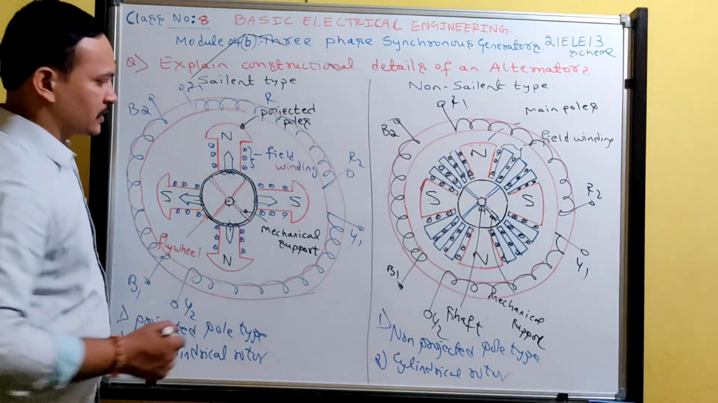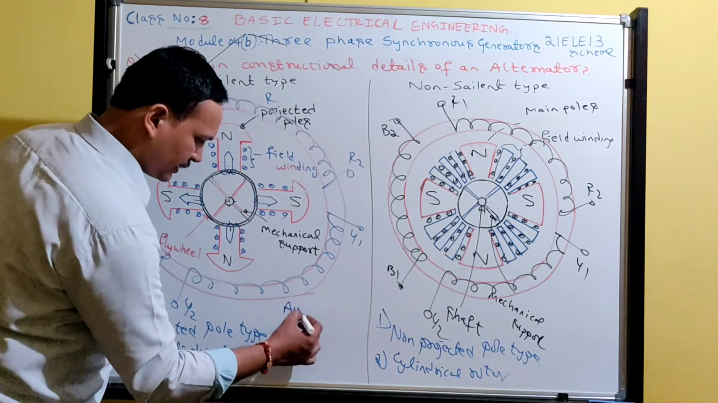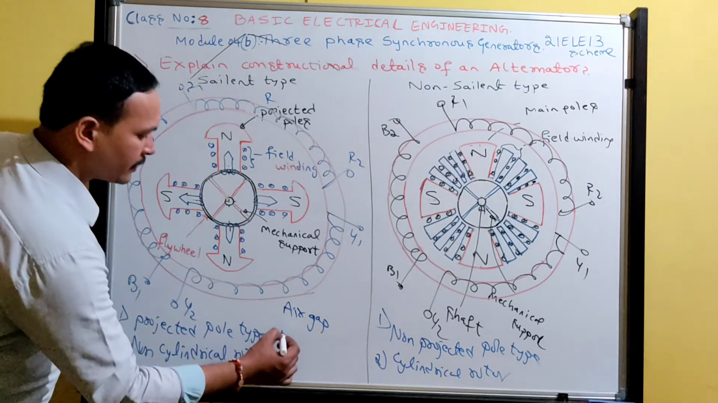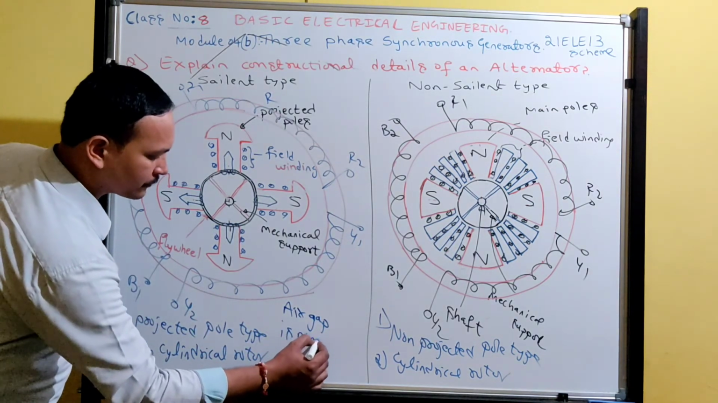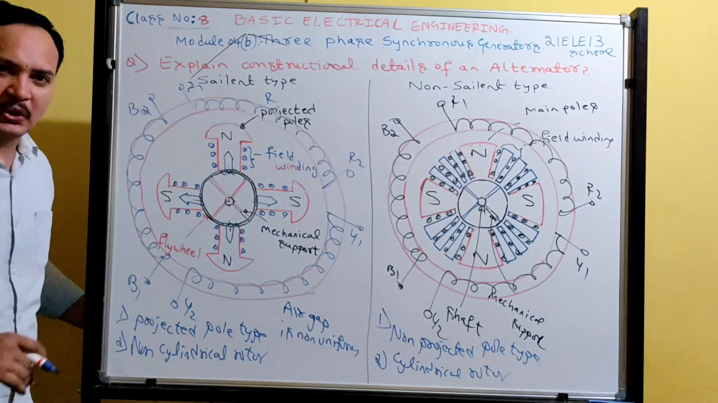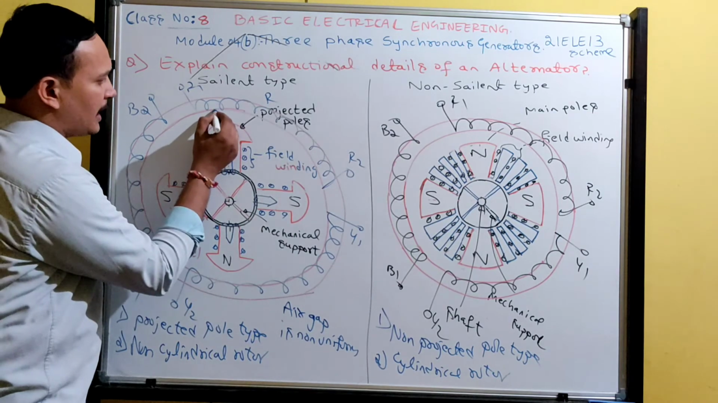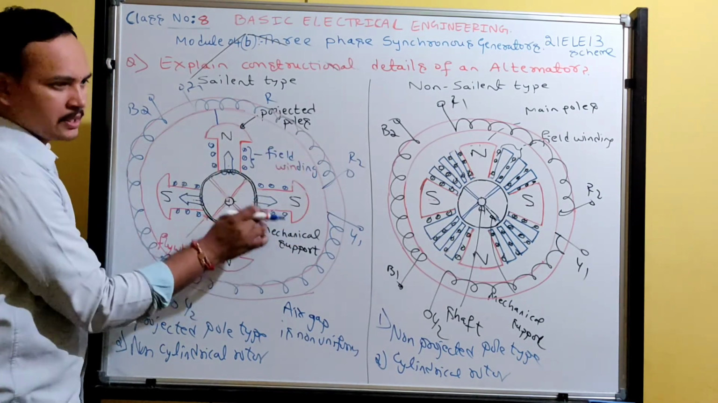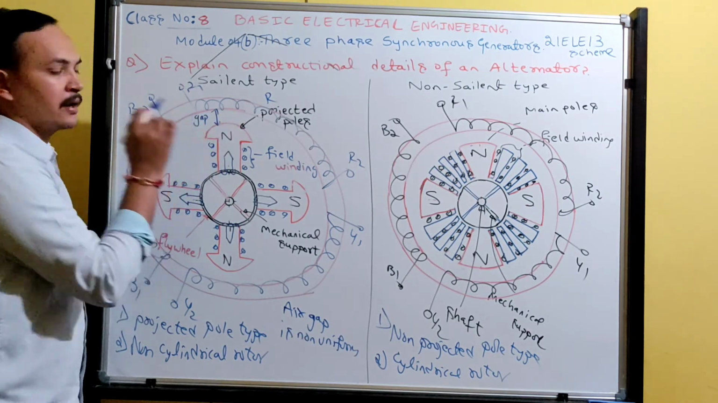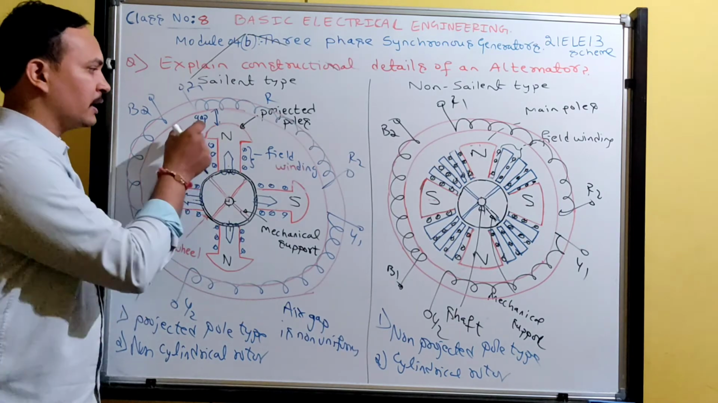Okay, friends, next a few more points. Next, very important, is air gap. Air gap is non-uniform in this type of rotor. What is air gap? Look at here, the outer one is the stator and the inner one is the rotor. The gap between stator and rotor is called air gap.